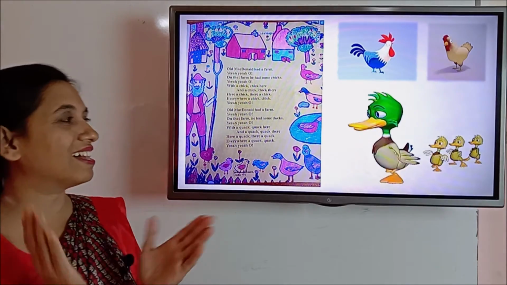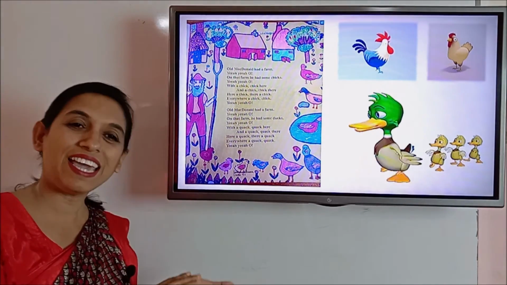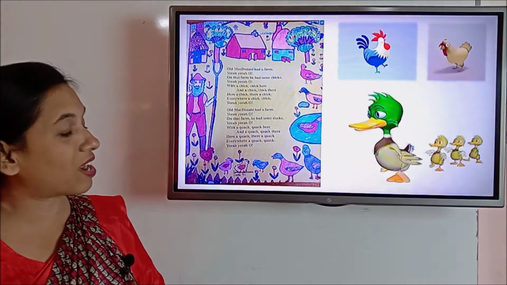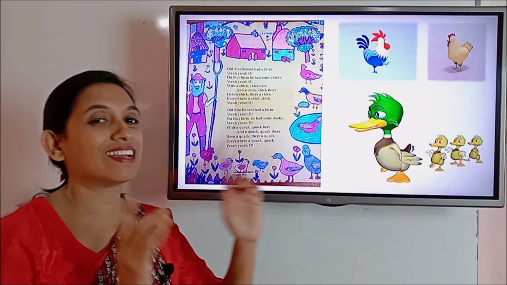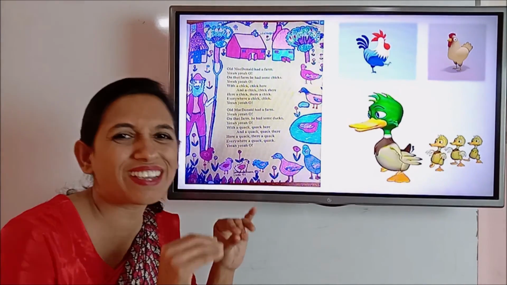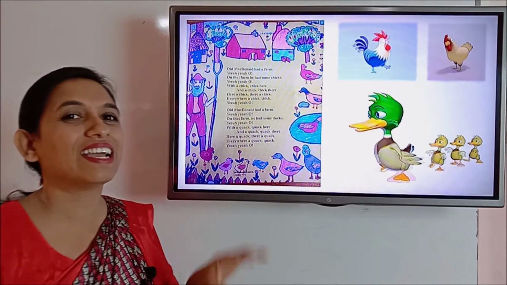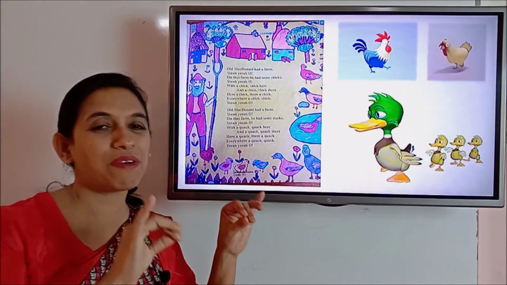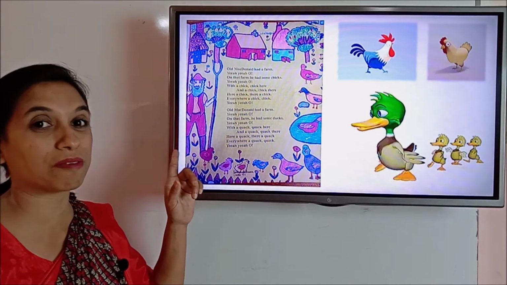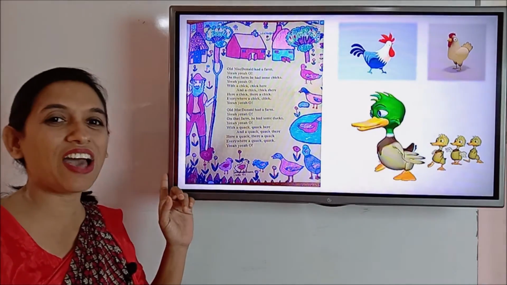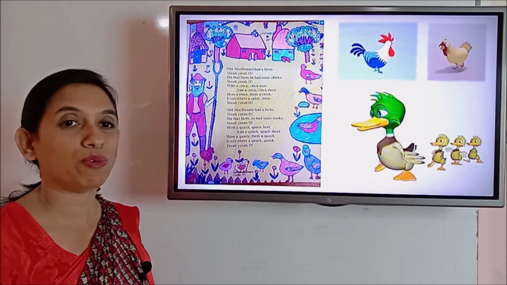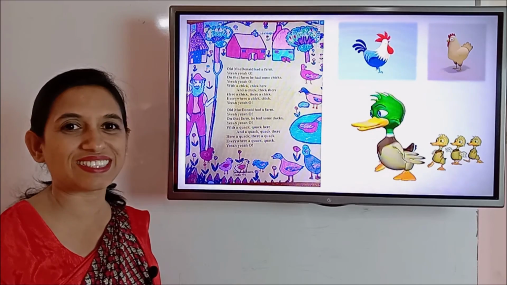Old MacDonald had a farm. E-I-E-I-O. On that farm he had some ducks. E-I-E-I-O. And quack quack here and quack quack there. Here quack, there quack, everywhere quack quack. Old MacDonald had a farm. E-I-E-I-O.